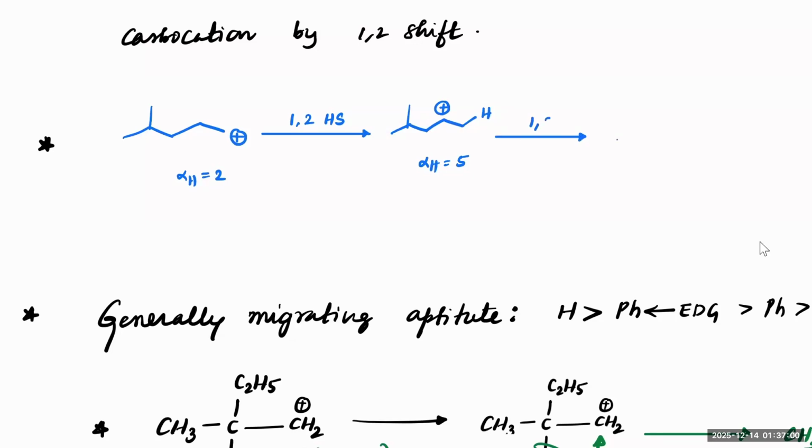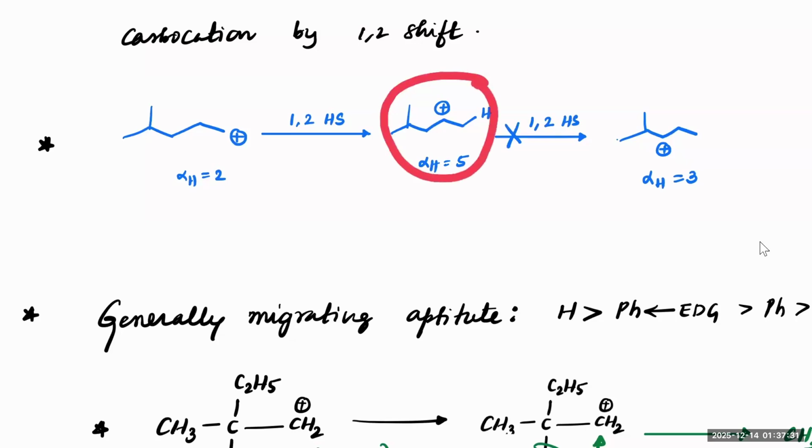What if I make one more hydride shift? Okay, so that the carbocation further moves on to this position. Now, if you compare the alpha hydrogens, you would notice that the alpha hydrogens being 2 plus 1 here, total 3. So have you noticed this? From 5 it is going towards 3. So is it possible? No. So that means here the rearrangement will stop. So at this position, you will not see any further rearrangement taking place.